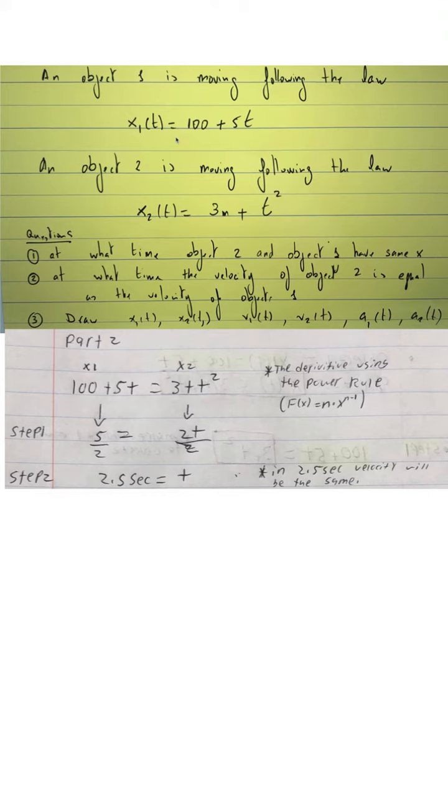To do this, we use the power rule. So for the first part, the derivative is 5, and the second part, the derivative is 2t. After we solve this, we get that t equals 2.5 seconds. This means that in 2.5 seconds, the velocity will be the same.